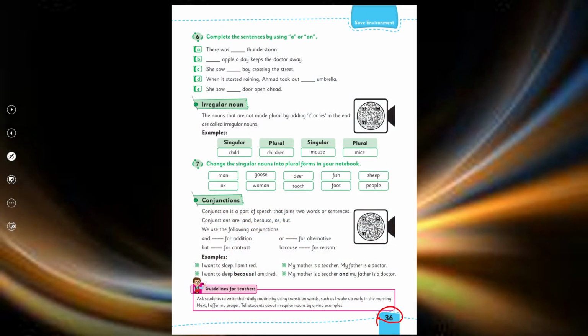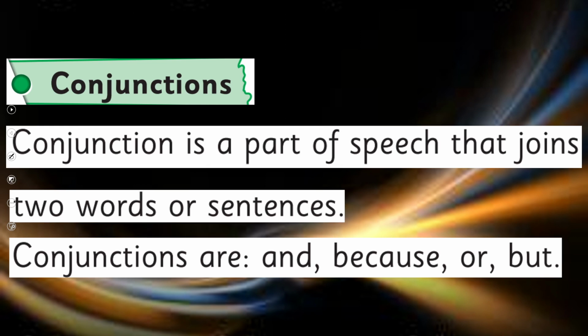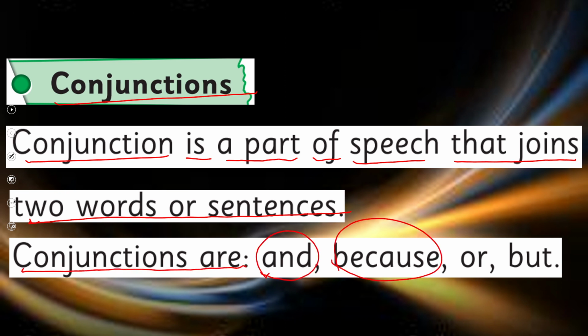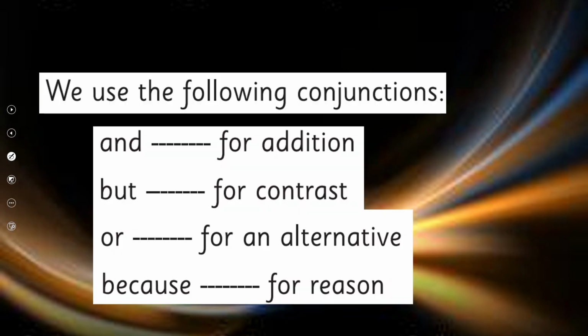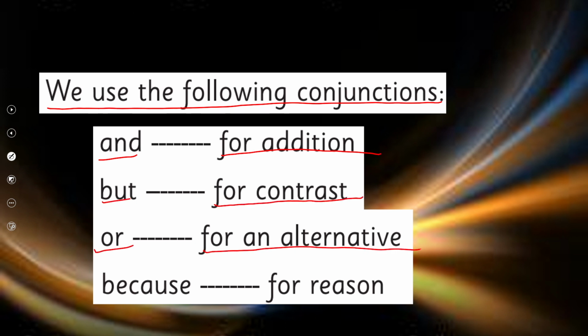All of you open your book on page number 36. Conjunctions. A conjunction is a part of speech that joins two words or sentences, right? This is what we just learned. Conjunctions are and, because, or, but. Beta, in this lecture we are just discussing these four conjunctions. There are more than these, but for your lesson, we are just going to discuss these four. So we use the following conjunctions: and for addition, but for contrast, or for an alternative, and because for reason.